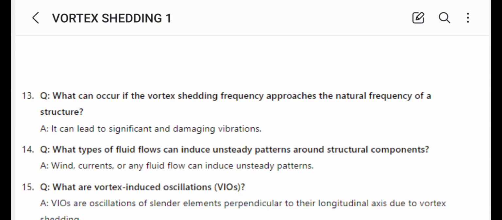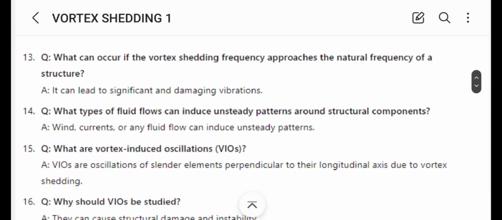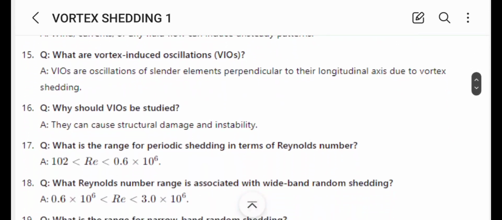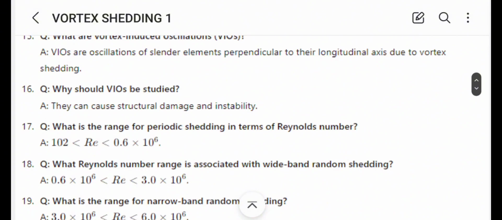It can lead to significant issues like damaging vibrations. What types of fluid flow can induce alternating or unsteady patterns around a symmetrical structure? Wind, currents, and any fluid can induce unsteady patterns. What are vortex induced oscillations? VIOs are oscillations of cylinder members perpendicular to their longitudinal axis due to vortex shedding. Why should VIOs be studied? They can cause structural damage and instability.